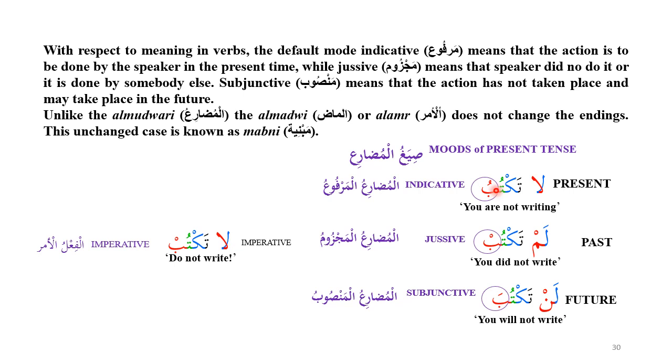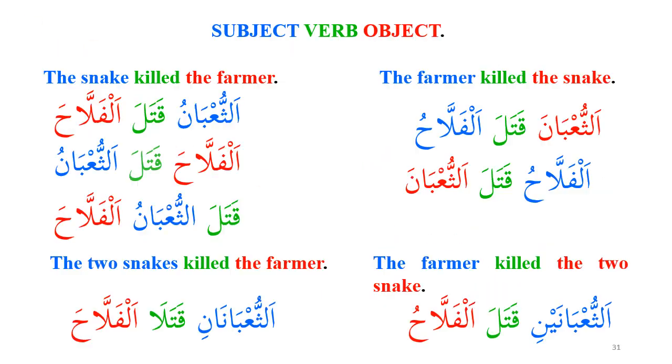And then the indicative case. And then la taktub would be do not write. Don't write. So see, this is very, very different from the past tense, which is shown by the lam. The meem here shows the past tense. And lan taktuba, which is the mansub case, means you will not write. It is hoped that you do not write in the future. That's why the action is not done. That's why it is the subjunctive or the mansub case.